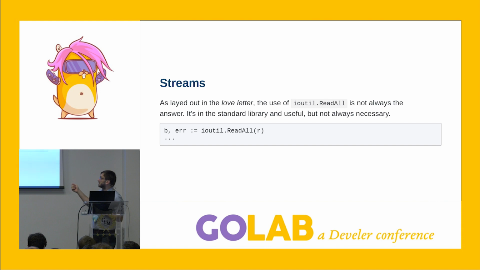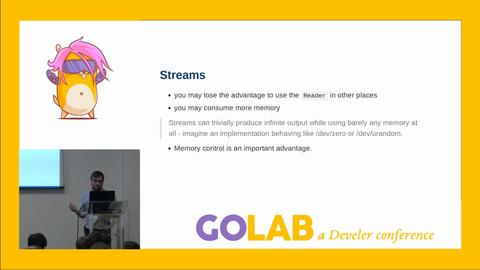So what ioutil.ReadAll does, it takes a reader and turns it into a byte slice. So basically you're going from the streaming realm to a byte slice which contains all the data. If you do that, you may lose the advantage to use this reader in other places. You also consume potentially much more memory, because you have to hold it all in memory at once. And these streams can trivially produce infinite amounts while using barely any memory. Imagine an implementation behaving like /dev/zero or /dev/urandom. So memory control is an important advantage. And you lose some of that if you use this ioutil.ReadAll.